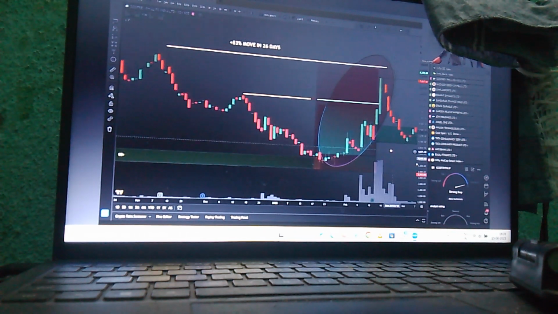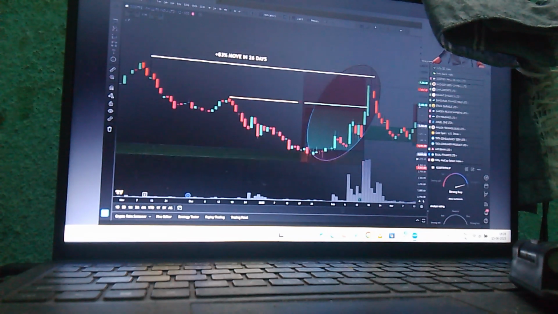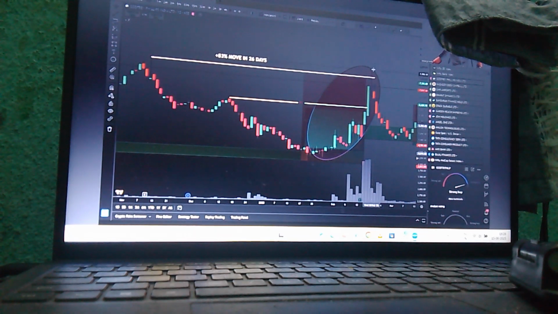Price comes up here, and price gives you a green candle closing here. So this is exactly where you will take your entry. Your stop loss is here. Now where will be your target? Your target will be above this liquidity. So that's your target, right?